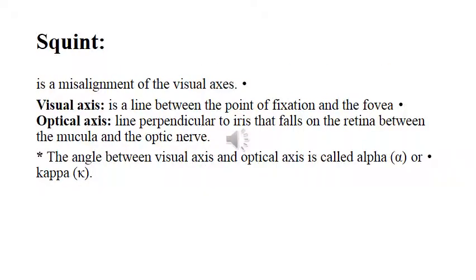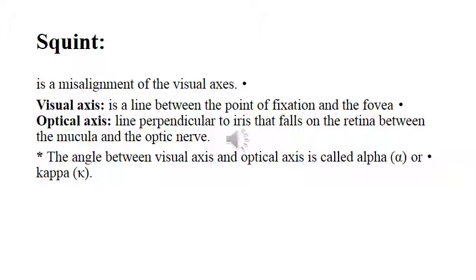Sequent is misalignment of the visual axis. We can call it sequent or strabismus. It carries the same meaning. We have two types of axes related to vision: visual axis and optical axis. Visual axis is the line connecting the point of fixation, the point that we look at, and the fovea, which is the center of the macula.